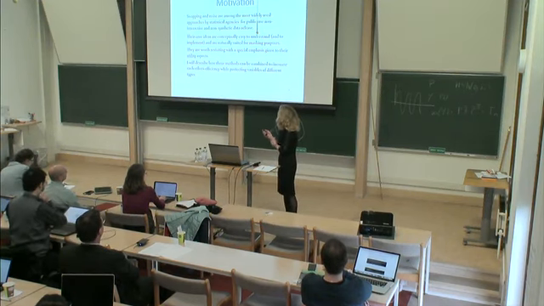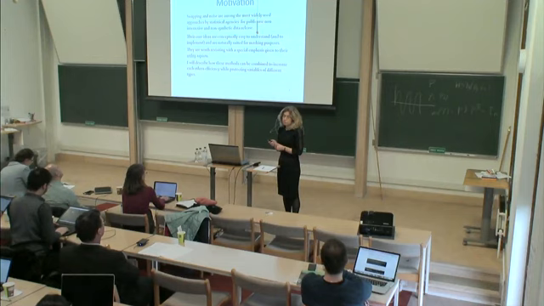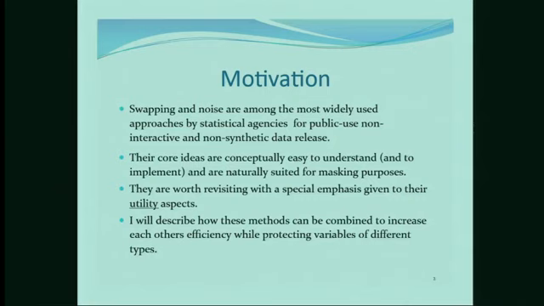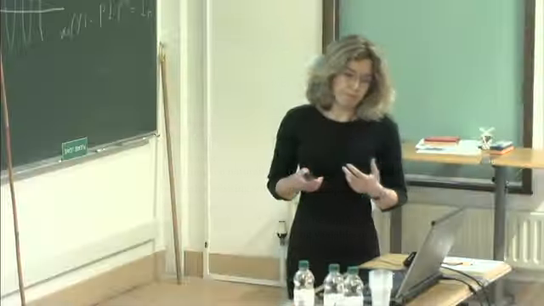I'm going to talk about a couple of methods which have been already used for a while. In particular, statistical disclosure limitation methods, swapping and noise, which are among the most widely used approaches by statistical agencies for public use release in a non-interactive setting, and when there is a preference to release non-synthetic data, some kind of perturbed version of the original data, but not the synthetic data.